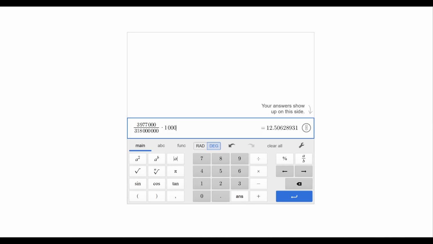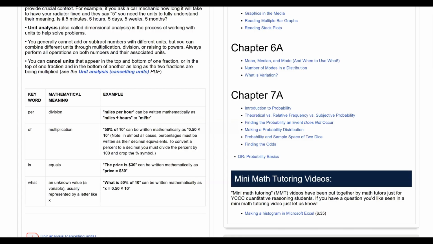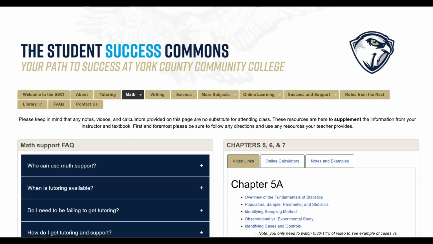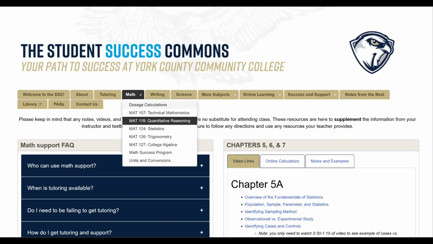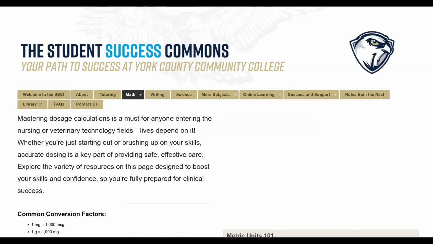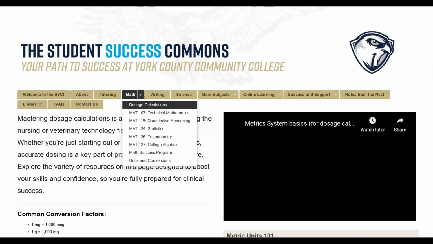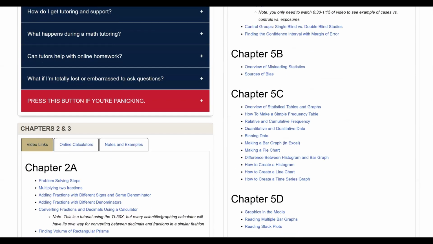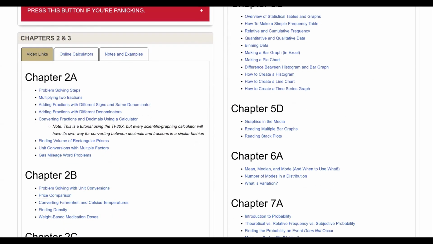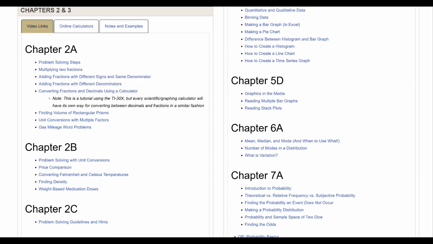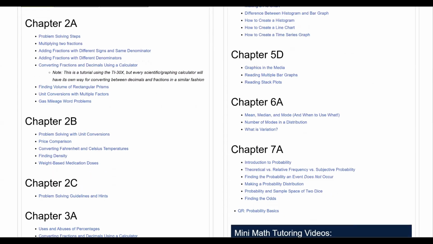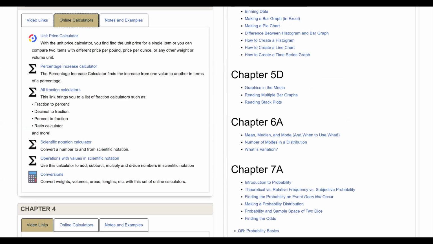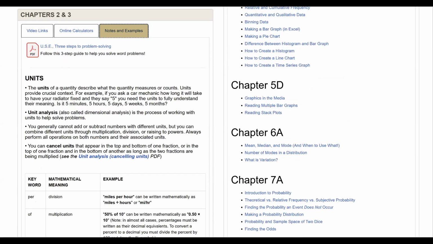I also promised that we would talk a little bit more about some of the terms that you might see in math. So if you go to the Student Success Commons website and you go to the math section, you'll notice there's a page for quantitative reasoning. Oops, I just picked dosage calculations by accident. But there's a page for QR. And you'll see we have resources divided up by each chapter. So chapters 2 and 3, where we are now, you can see we've got stuff for 2A, 2B, 2C. Each of these is linked to a video that's already been made to help you out. We also have some online calculators that may help you do things a little faster. And then we have notes and examples.